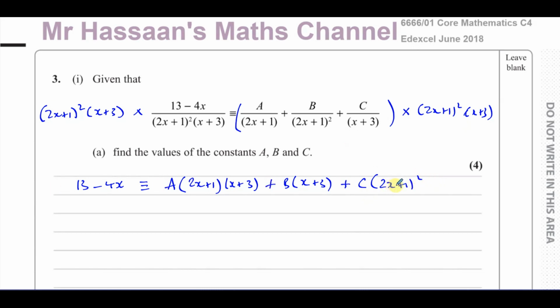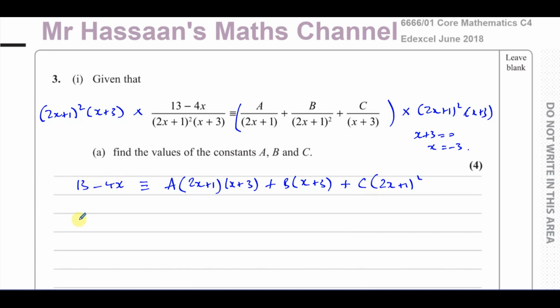Now, we can find the values of A, B, and C in a variety of ways. Probably the easiest way to start is to find a value of x which makes some of these brackets 0. So let's look at x plus 3 first. What makes x plus 3 equal 0? Well, that's when x equals negative 3. So if I substitute x equals negative 3 wherever I see x, the brackets which have x plus 3 will become 0. This will be something times 0, this will be something times 0, and we will only be left with the C as an unknown.